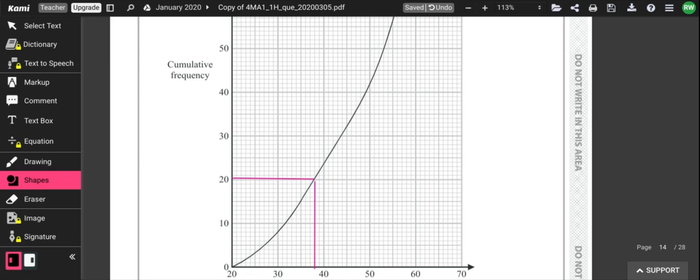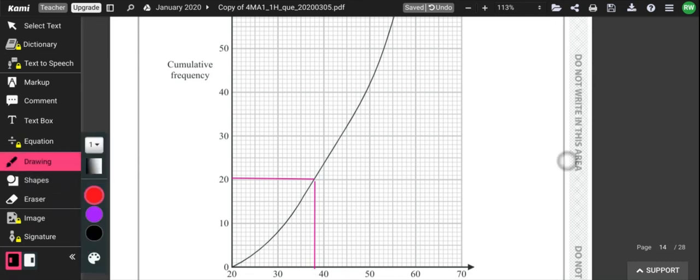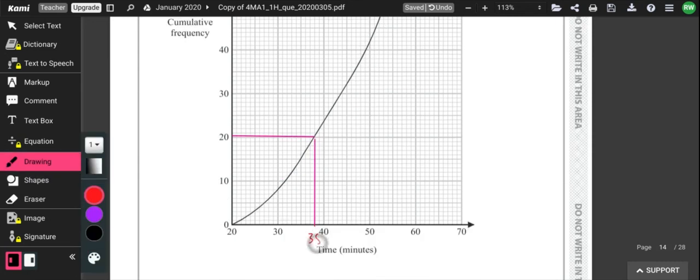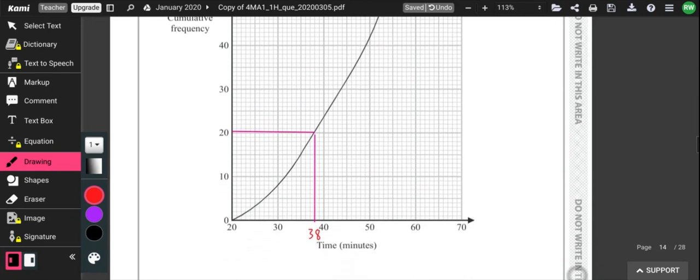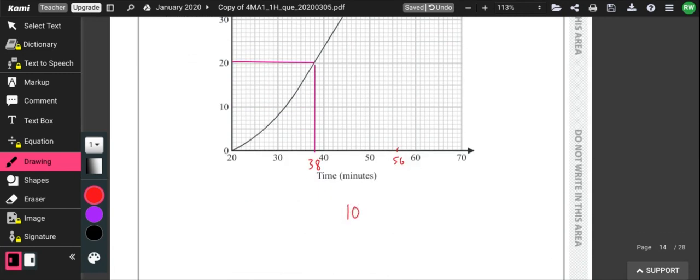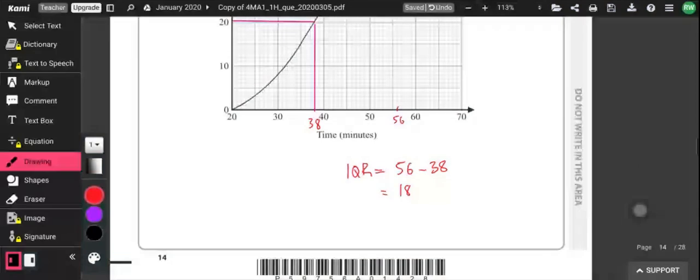So we have, for the lower quartile, 38, and then for the upper quartile, we're going down at 56. To work out the interquartile range, we're going to subtract those two. So 56 take away 38 is going to give us 18 minutes.